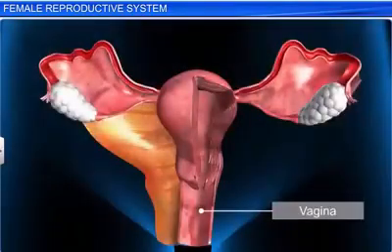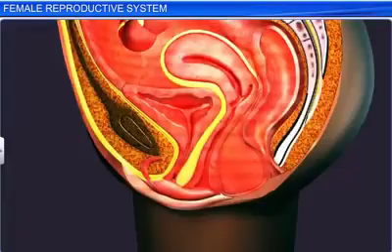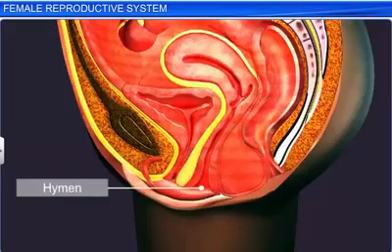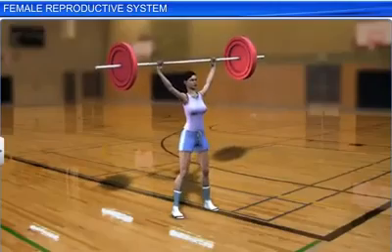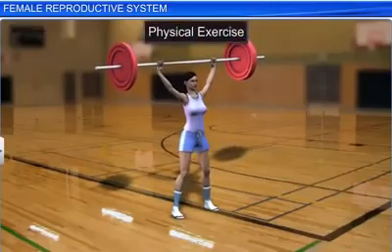The vagina is a muscular tube starting from the lower end of the uterus up to the outside. The opening of the vagina in young females is partially covered by a thin membrane called the hymen. The hymen is frequently ruptured in childhood due to strenuous physical exercise.